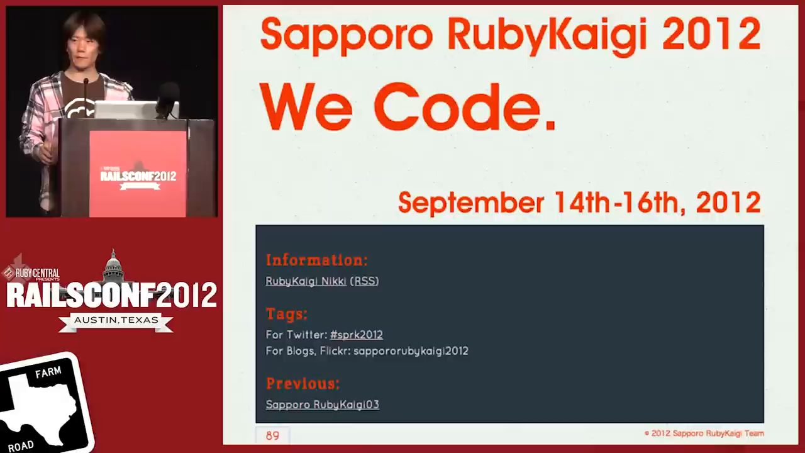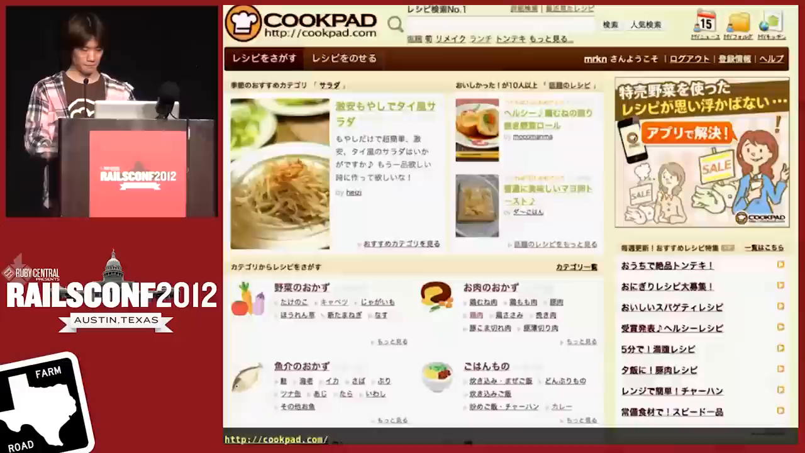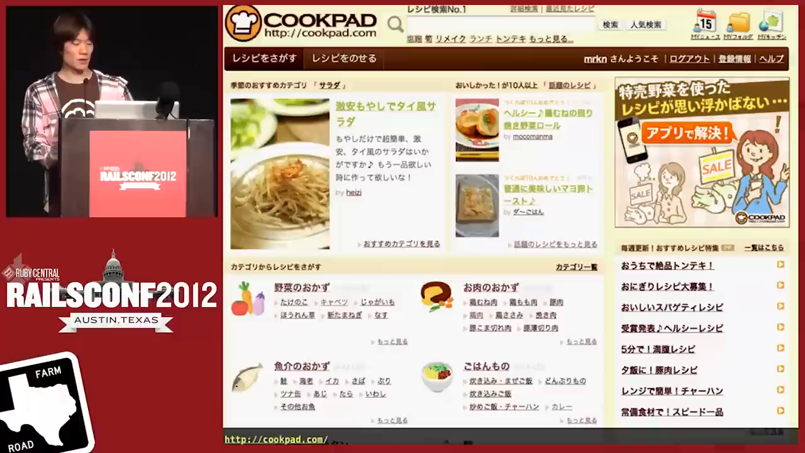As I mentioned, I am originally from Sapporo, but moved last December to join Cookpad. Cookpad is a website for sharing recipes. It is actually the largest recipe site in Japan. Our purpose is to make people smile by making cooking more fun.